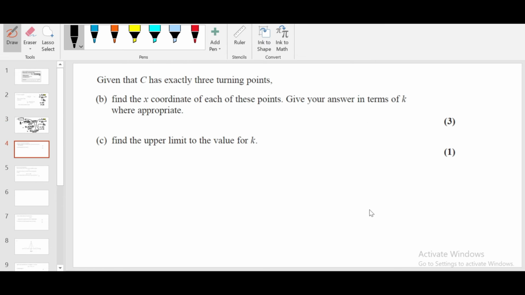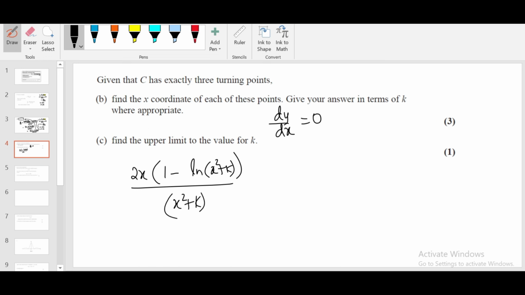Given that C has exactly 3 turning points, find the x coordinates of each point. Whenever they talk about a turning point, we need to put dy/dx equal to 0. So you have to put 2x times 1 minus ln(x² + k) divided by (x² + k) whole squared equal to 0, and solve for x. So bring this term here. So we'll get 2x times 1 minus ln(x² + k) is equal to 0. Equate it to 0 separately.